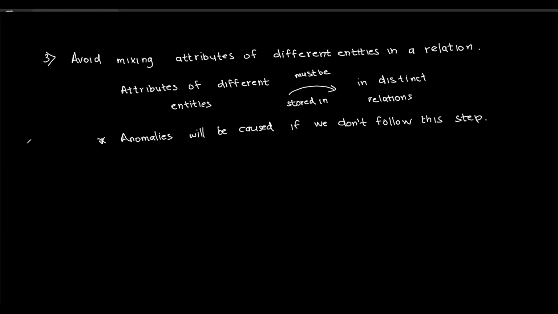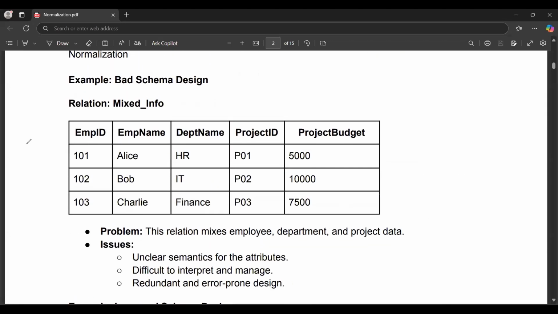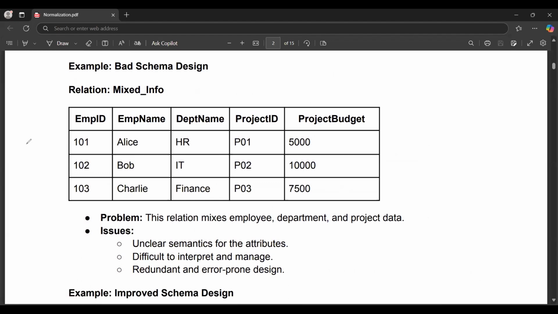Okay, so if we dive right into it, here you can see an example. This schema design is very bad. I'll explain it to you one by one. First of all, the relation design is not proper. Why? They have one entity here, another entity here, and another entity here. So they have three entities in a single relation.